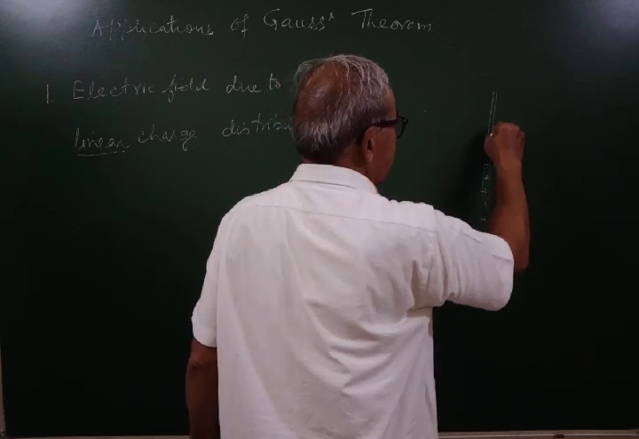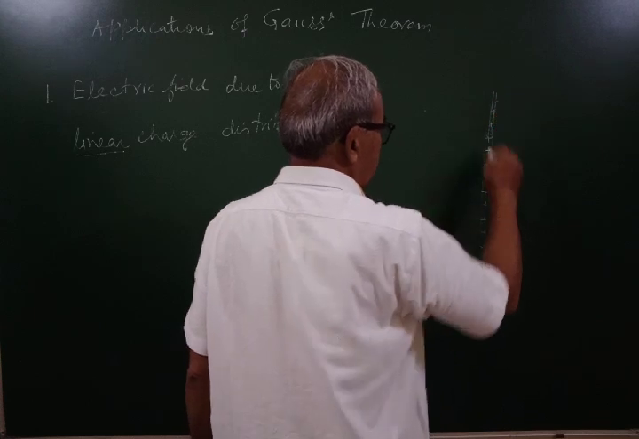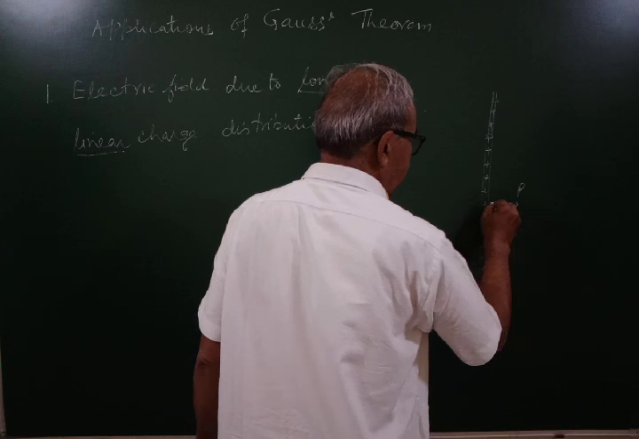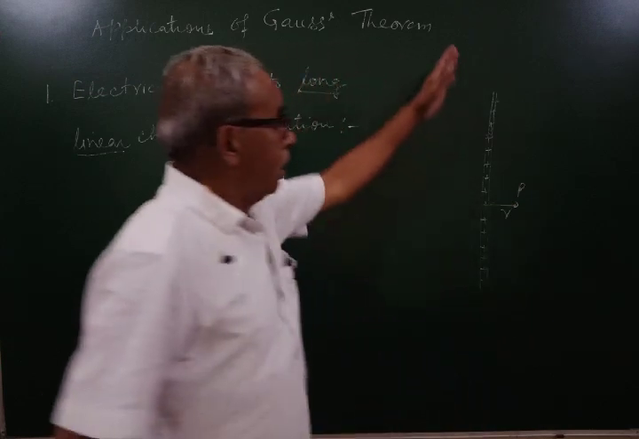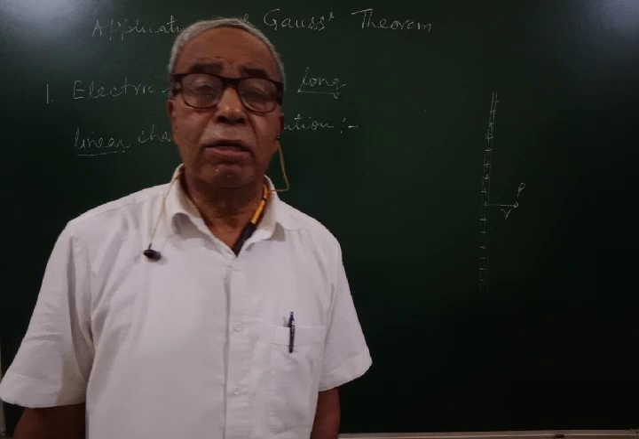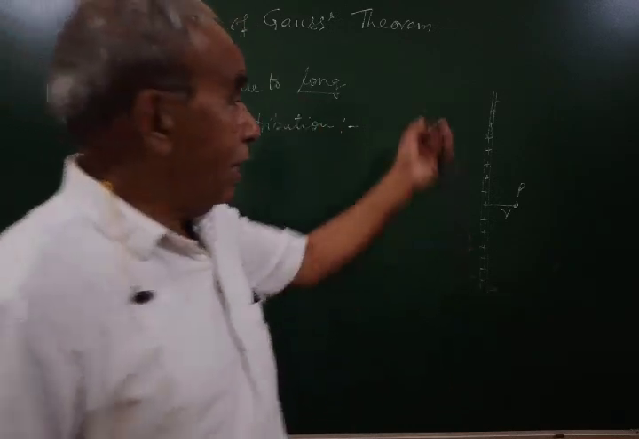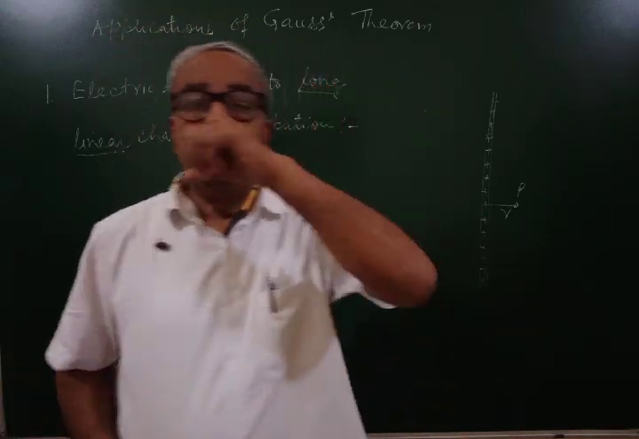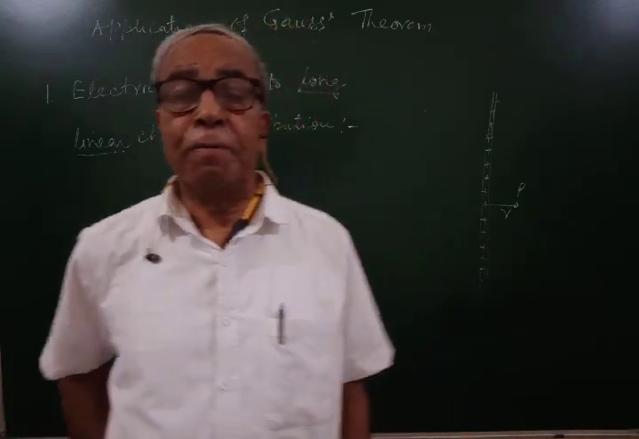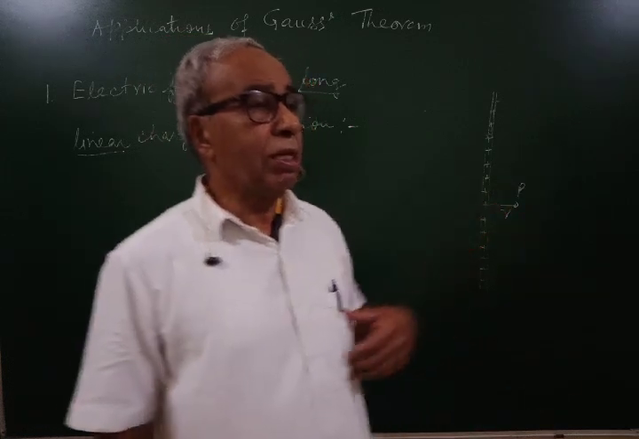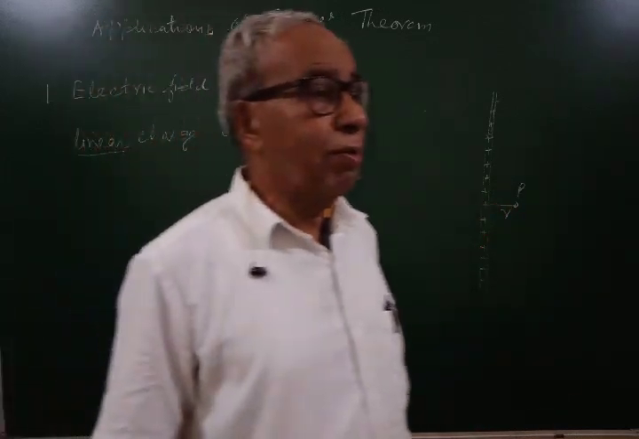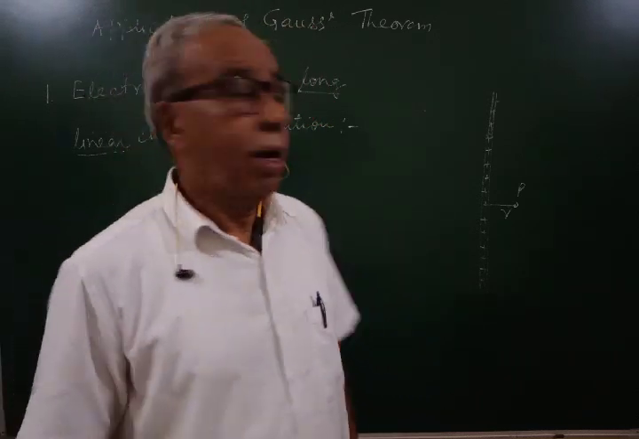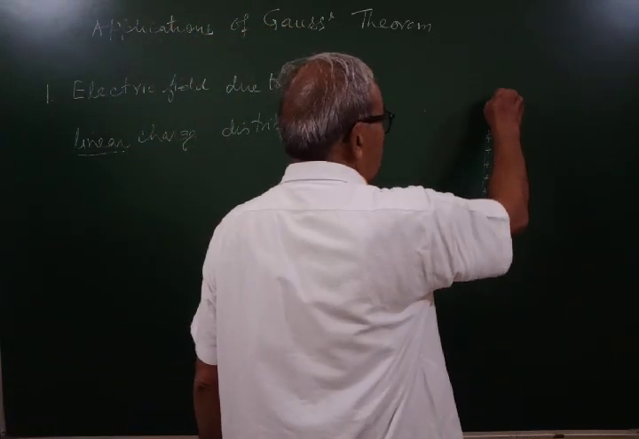Why? Because point P is here. With respect to this point P, distance R, the length of the line is very large. For example, if the line length is 1.5 meter and the distance of point P is 3 or 5 centimeter, then 4-5 centimeter against a length of 1.5 meter or 2 meter can be treated as infinitely long. I think it is clear to you now.